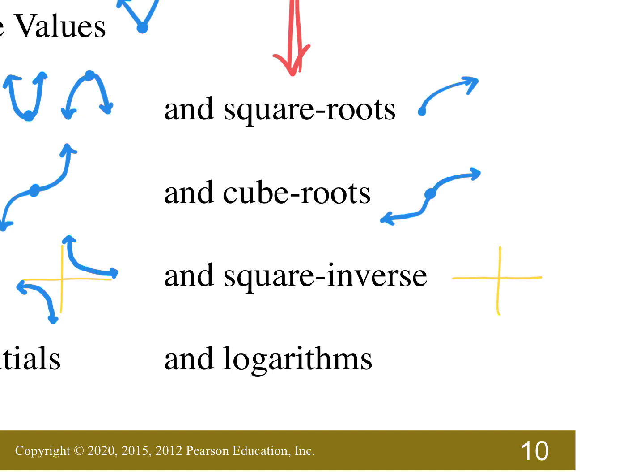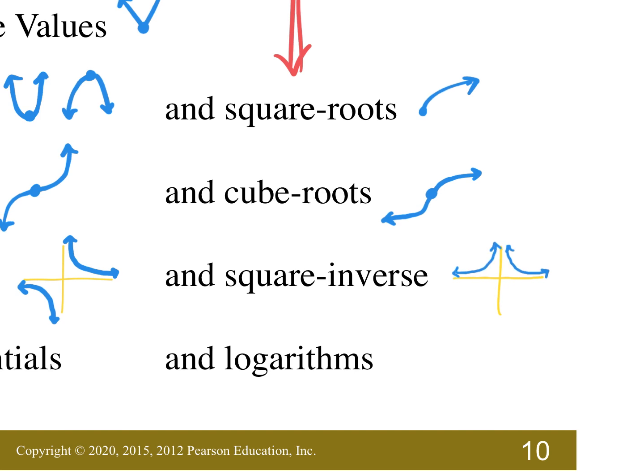But when you square something, what does it do to numbers that are already positive? Keeps them positive. What does it do to numbers that are negative? Makes them positive. So what does it do to the graph? If it's already positive, it keeps it positive. If it's negative, it makes it positive. This is a square inverse graph.